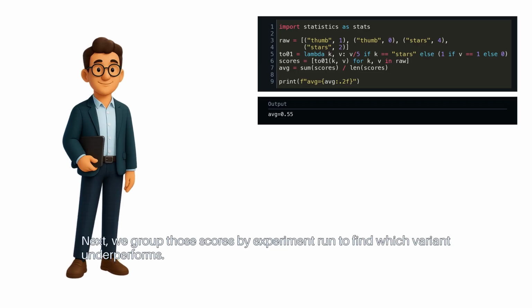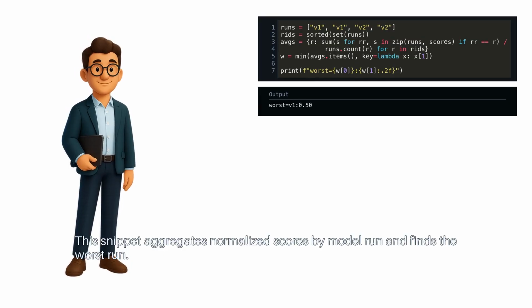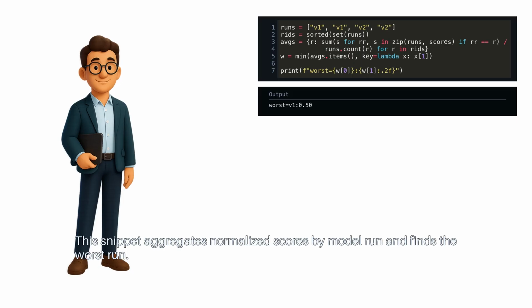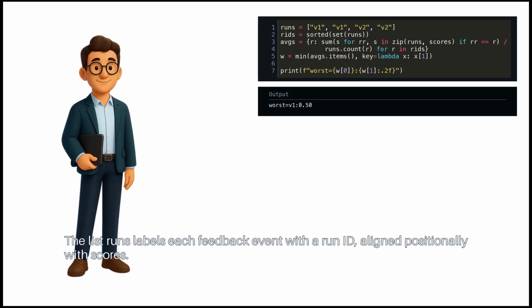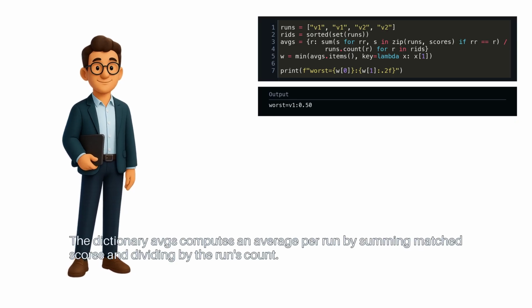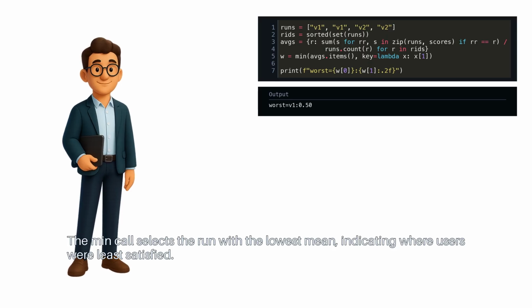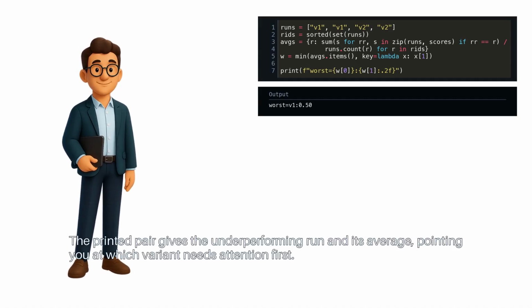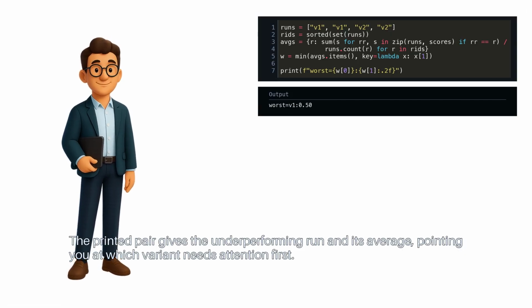Next, we group those scores by experiment run to find which variant underperforms. This snippet aggregates normalized scores by model run and finds the worst run. The list runs labels each feedback event with a run ID, aligned positionally with scores. The dictionary avs computes an average per run by summing matched scores and dividing by the run's count. The min call selects the run with the lowest mean, indicating where users were least satisfied. The printed pair gives the underperforming run and its average, pointing you at which variant needs attention first.